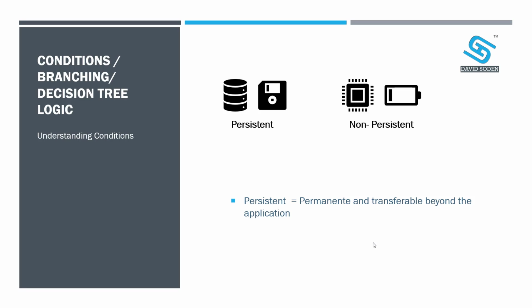So let's look at this again: persistent equals permanent, transferable beyond the application, meaning whatever it's being used for. It's outside of the process, outside of the application. You can take it and put it from one USB stick to another, or copy it from computer to computer. It's in the database. You can make a copy of the database. You can back up the database, right? It's all forms of persistent storage.